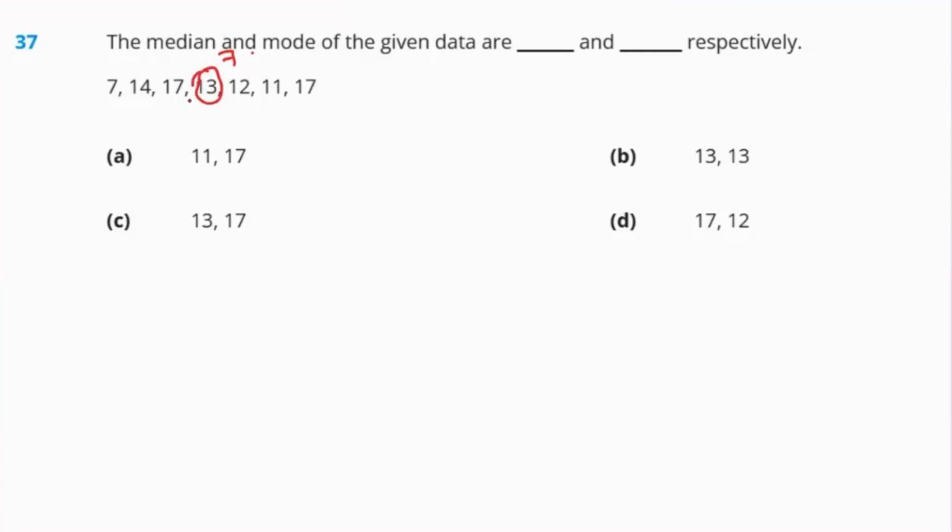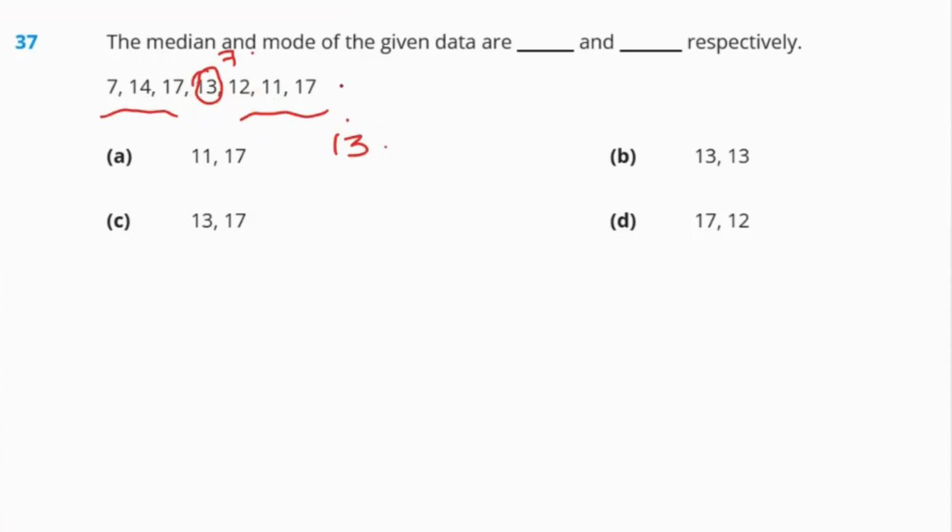Okay, median is the center number. If there is an odd count of numbers, here there are 7 numbers, the median is the center number which appears in the middle, that is 13. And if there is an even count, we have to add the 2 numbers in the middle and take the average of them. Here there is an odd count, so the median is 13.